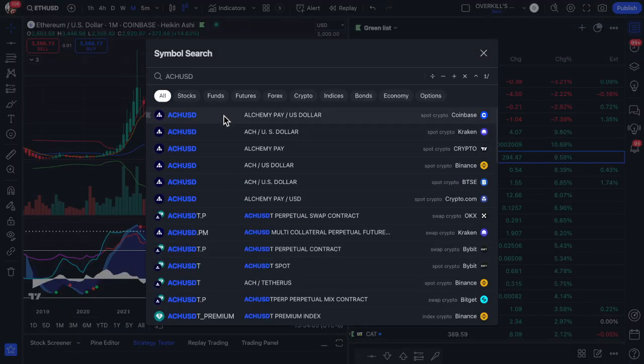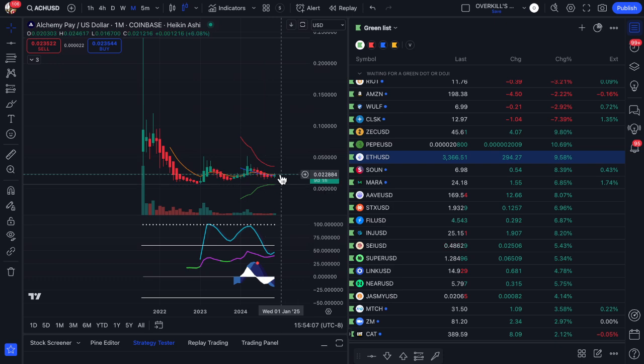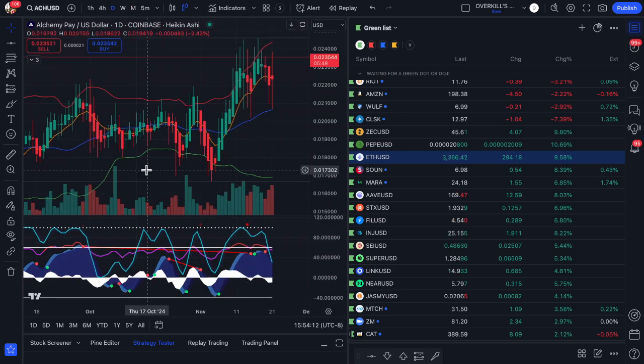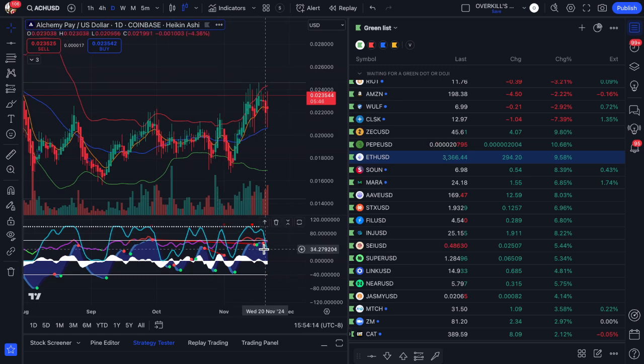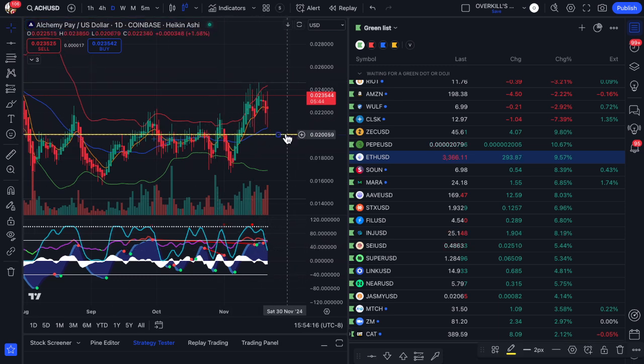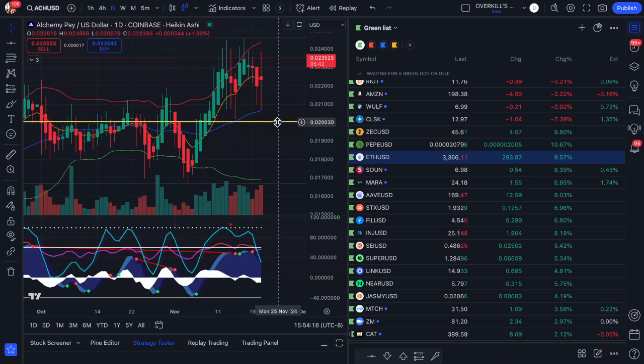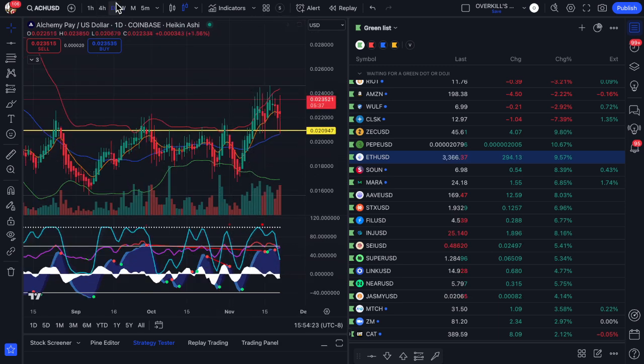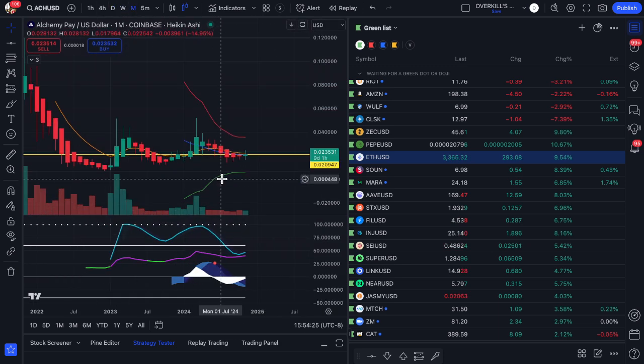ACH, Alchemy Pay. That one has a green candle on the monthly. Yeah, it's a super choppy coin. It's red on the monthly. Okay, a lot of red dots showing up here. So just make sure you guys are thinking about taking some profits off the table. If you want to let these things ride, all the power to you as well.